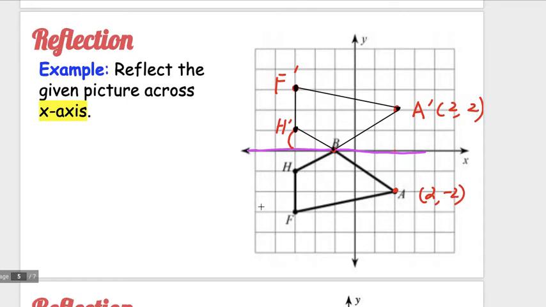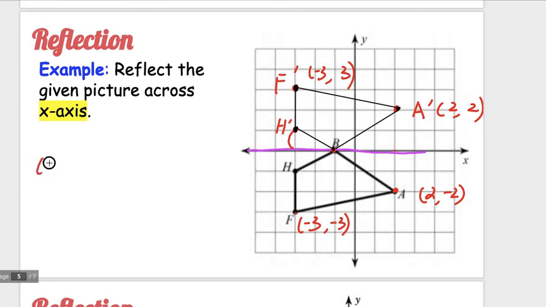So let's check another point. For F here, as you can see, it's -3, then -1, -2, -3. And if we check F prime here, you will notice it's going up, so it's +3 here. Same thing: the x stays the same, but the y, you see that? y changes sign.